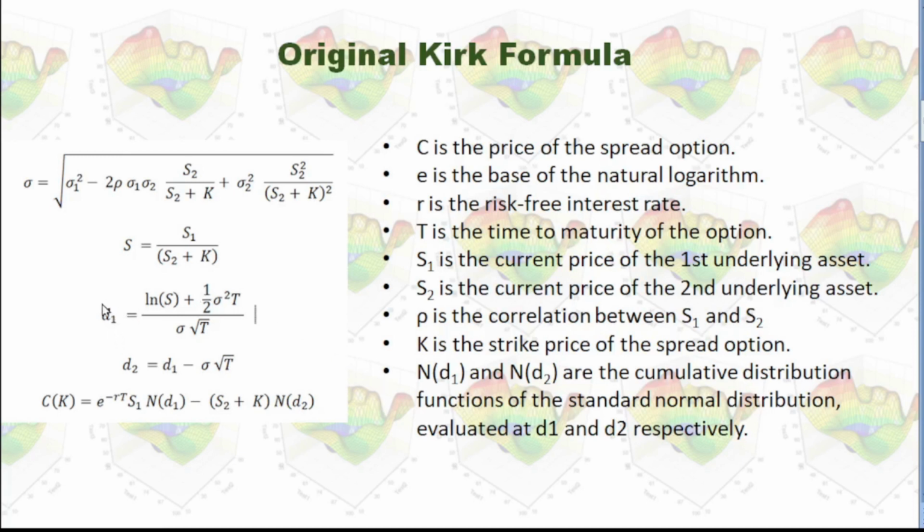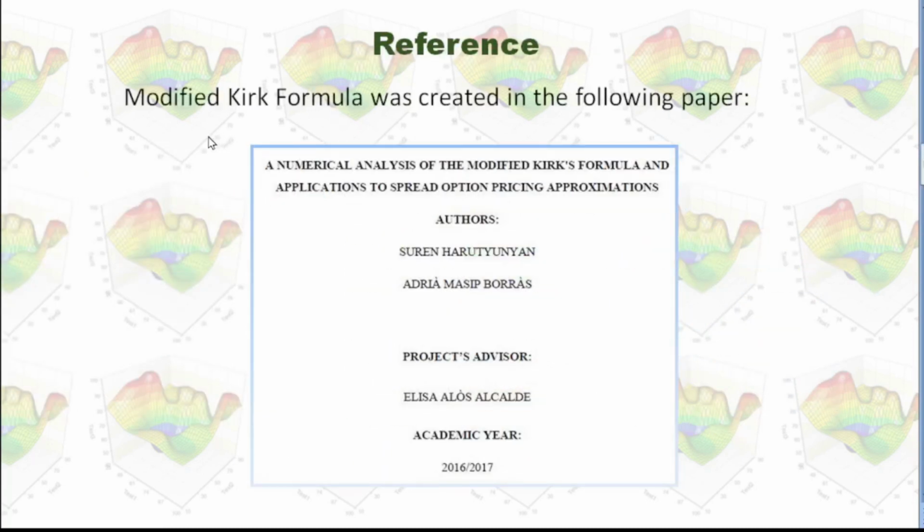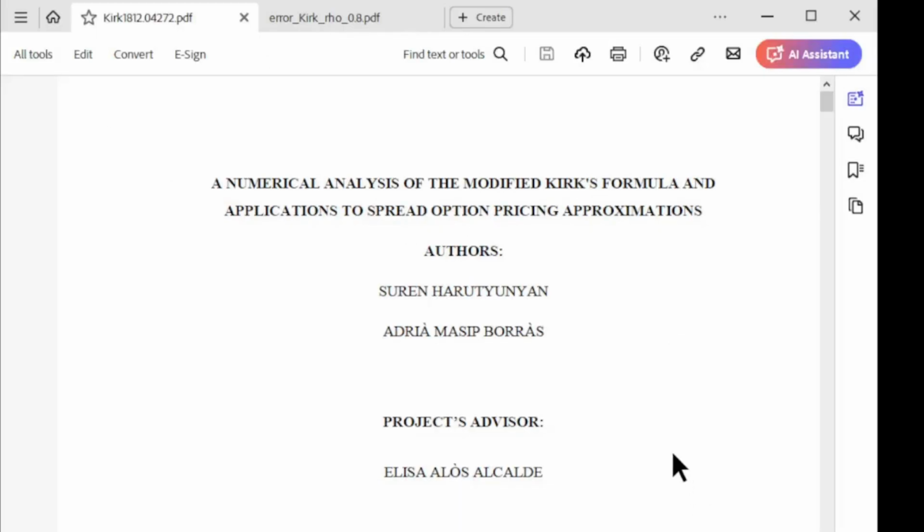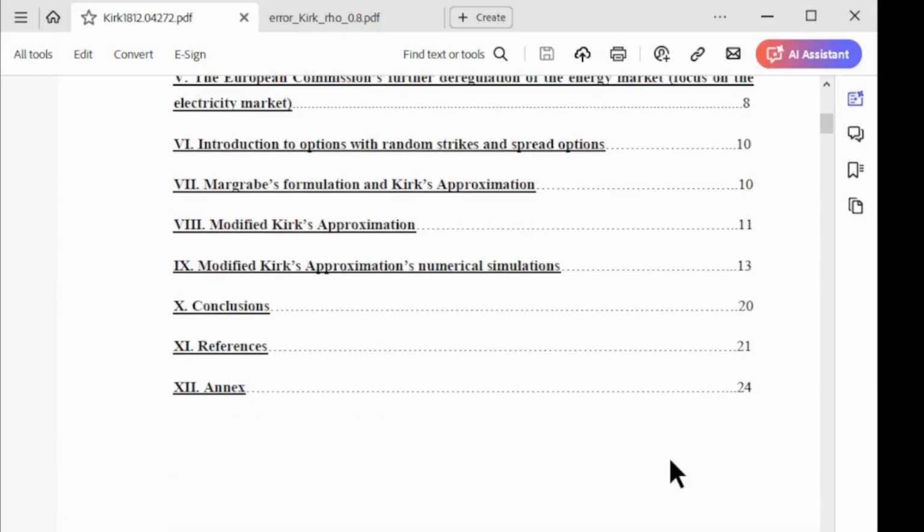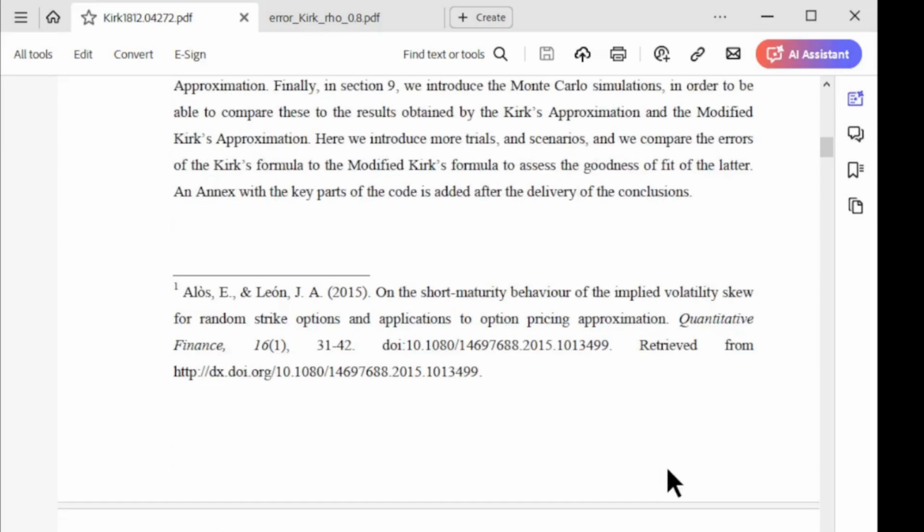So d1 is calculated with this formula, and d2 is calculated with this formula. This is the formula for the original Kirk formula. There are many modified Kirk formulas. In this video, I used the modified Kirk formula from this paper. You can see this is the paper. You can download it from the internet.